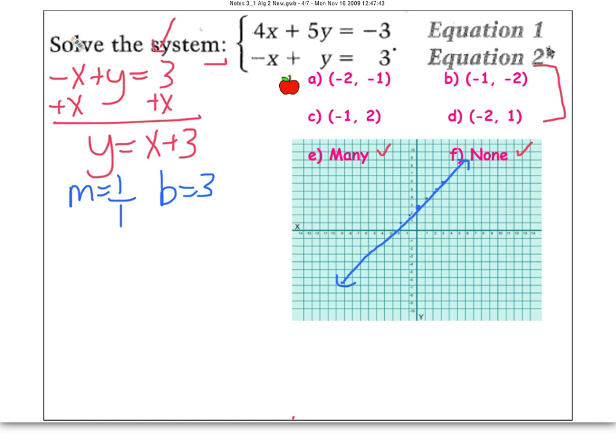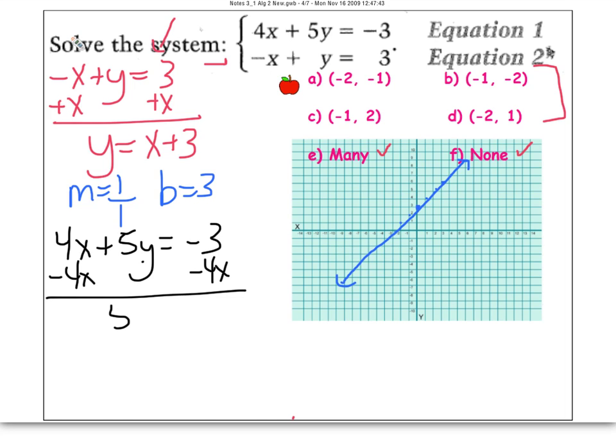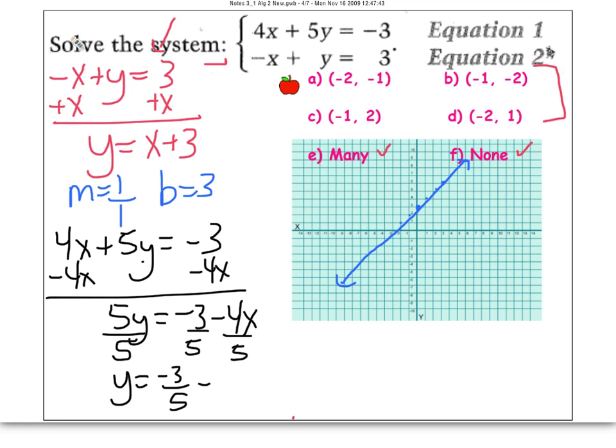Okay, now I'm going to go to the first equation and solve this one for y. To get y by itself, let's subtract the negative 4x. So I'm left with 5y equals, this time I'm just going to actually write negative 3 minus 4x to show you it doesn't matter which order you put it in. Wrap it up by dividing by 5 on each piece. So here we have y equals negative 3/5 minus 4x over 5.